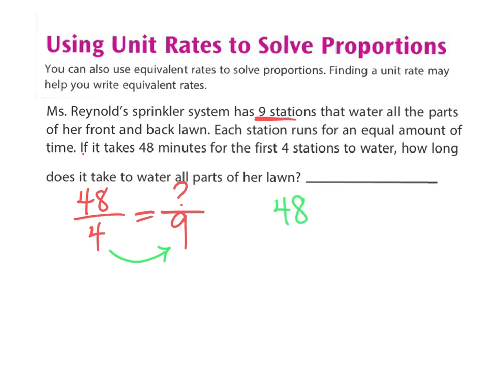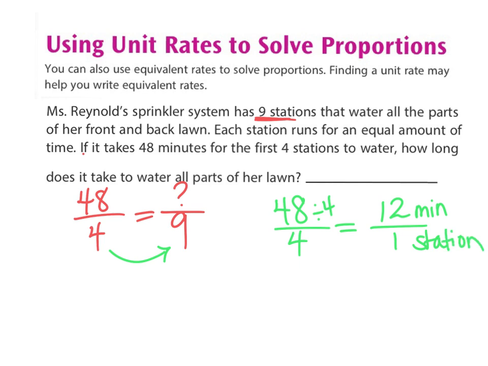When we calculate our unit rate, we're calculating our per one. So we want to figure out how many minutes per 1 station. So we're going to do 48 divided by 4. 48 divided by 4 gives us 12. So it takes 12 minutes per 1 station.